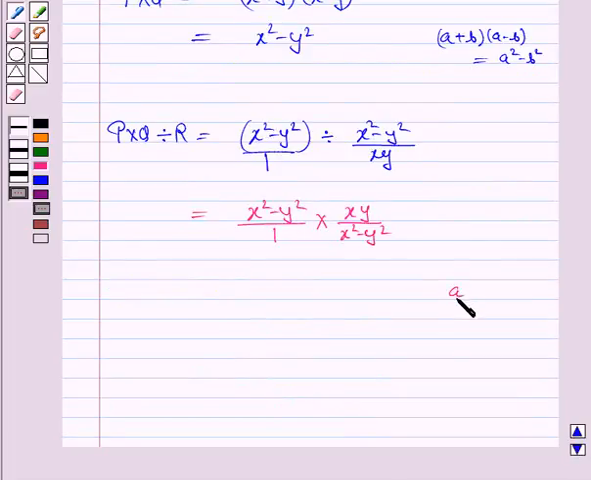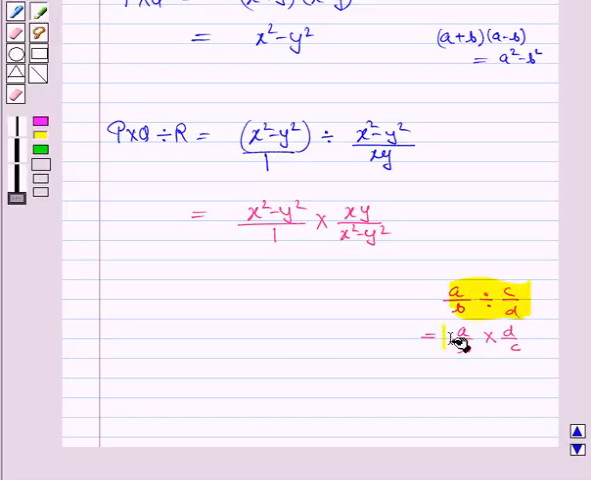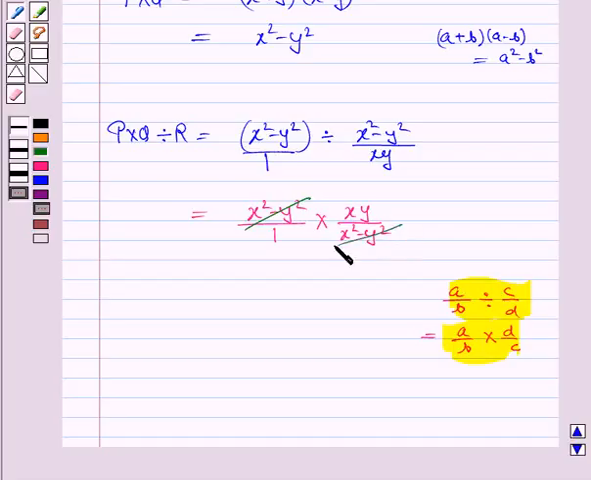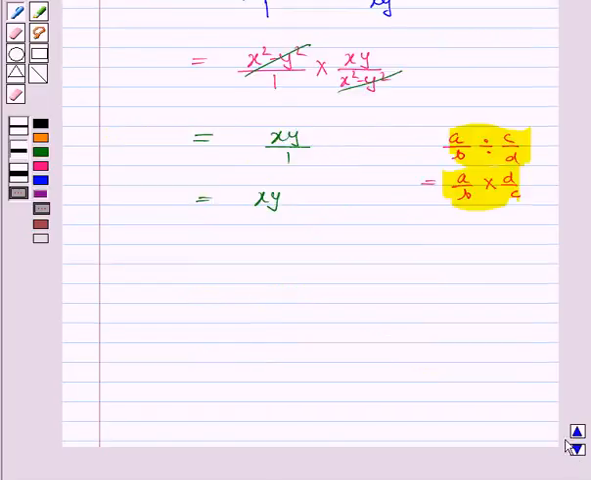As we know that if we have a by b divided by c by d, this is equal to a by b multiplied by d by c. You must remember this rule. Now x square minus y square gets cancelled with x square minus y square. So we have xy upon 1, which is equal to xy. So we have reduced the expression P into Q divided by R in the lowest form as xy.